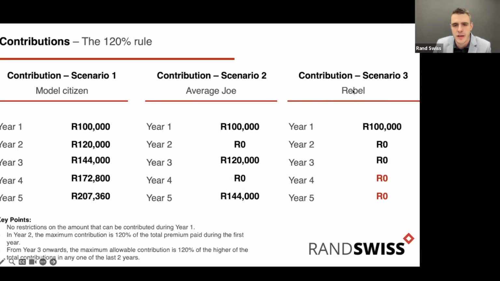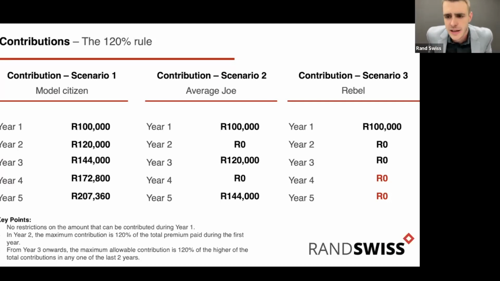In scenario 3, we have almost the rebel. We can see here, he put away 100,000. In year 2, he put away nothing. In year 3, he put away nothing. Now in year 4, the client comes to us and says, I want to contribute to this tax wrapper. The problem is if you look at the previous 2 years, he's contributed nothing. Now, what's 120% of nothing? That's nothing. So therefore, he can't contribute to this tax wrapper again, because in the previous 2 years he's contributed nothing. So that's just something to be aware of when it comes to the contribution rule.